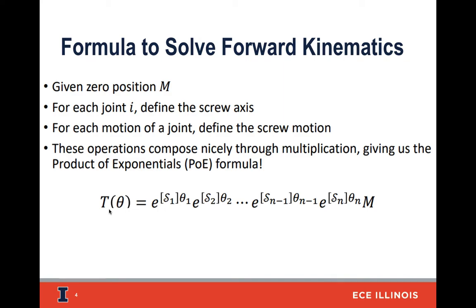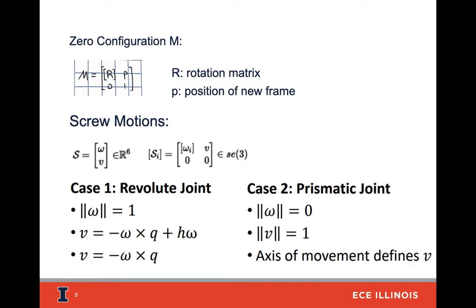So here's the formula of the homogeneous transformation matrix. To solve the matrix, we first compute the zero configuration matrix M. M is composed of two other matrices: R is the rotation matrix from the space frame to the end effector frame, and P is the position of the new frame.